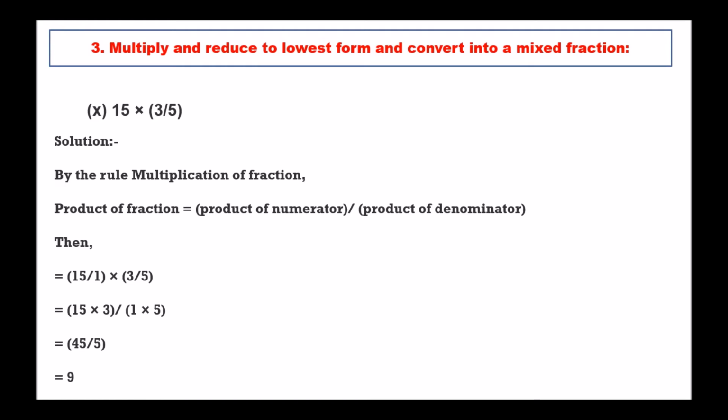15 and 3 by 5. So 15 divided by 1 into 3 upon 5. So 15 into 3, 1 into 5. So 45 upon 5, that is 9.